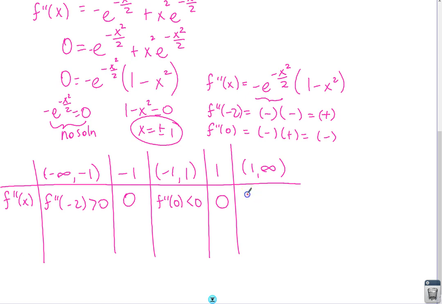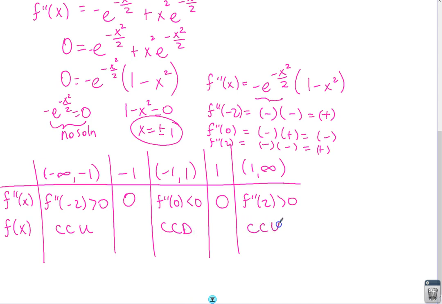Okay, and let's look at f double prime of 2. All that's going to be a negative times 1 minus 4, which is going to be another negative. So that's going to be a positive. So if that is the case, here's what's happening. This is my second derivative, which means I can look at my original function. Since my second derivative is positive, my function is going to be concave up. Since my second derivative is negative, my function is going to be concave down. And then back over here, concave up.